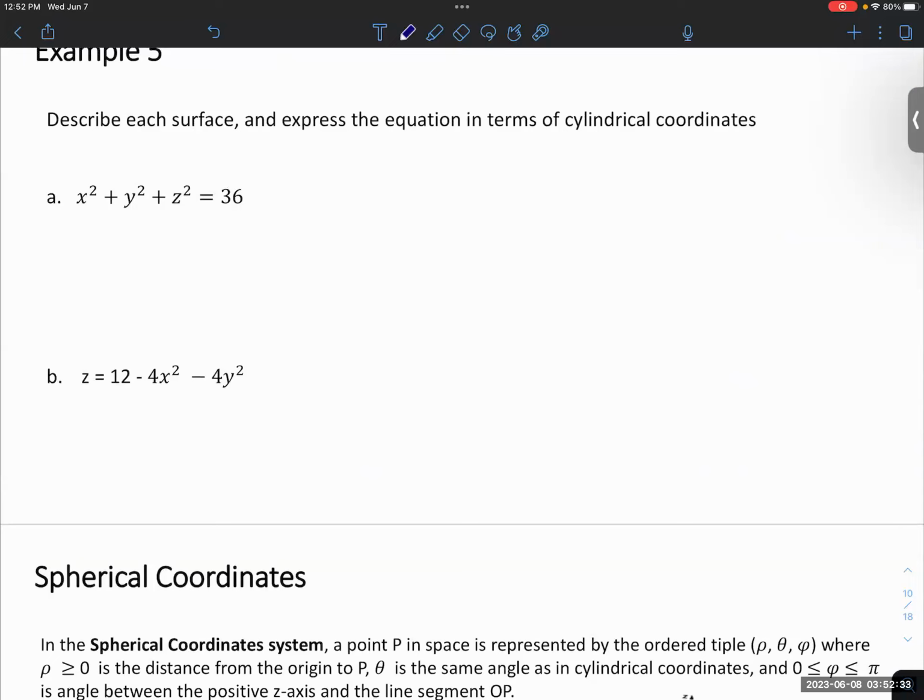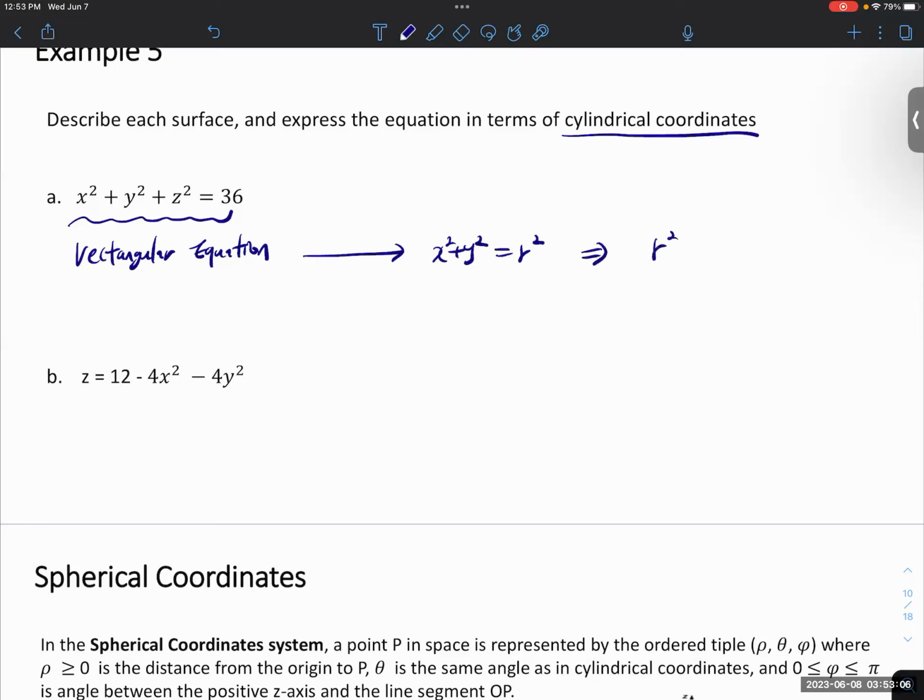Okay, this time I'm giving you an already rectangular equation. So this is already a rectangular equation, right? I want to find out what the shape looks like. We already know, but they also want us to find the cylindrical equation as well. Since x squared plus y squared is r squared, this equation will be r squared plus z squared equal to 36.